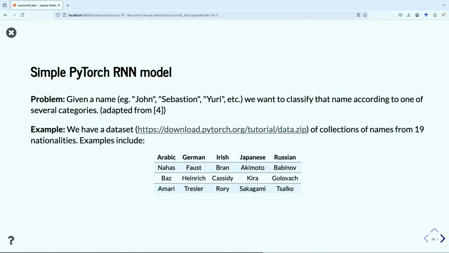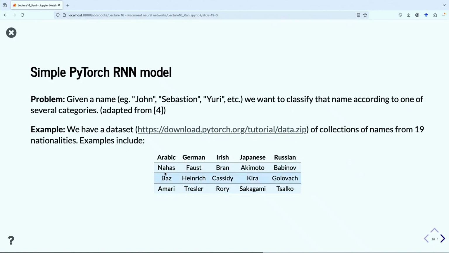Let's look at an actual example. Given the problem that you have a name and you want to understand the nationality that the name comes from, we want to categorize it according to nationality. So we have a nice little data set, and we simply have the names from 19 nationalities.